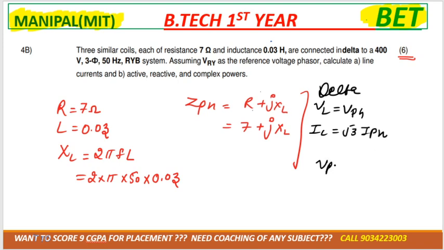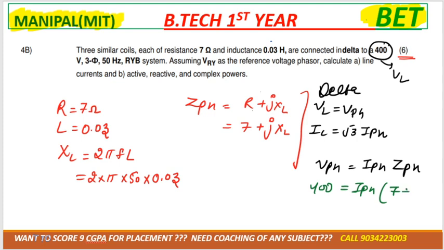So we'll have formula VPH is equal to IPH into ZPH. Whatever the voltage they have given, that voltage is always the line voltage. So line voltage is 400, that is equal to phase voltage. IPH we can get it, ZPH is 7 plus JXL. ठीक है, IPH आ जाएगा. IPH line current पूछा हुआ है, तो IL is how much?